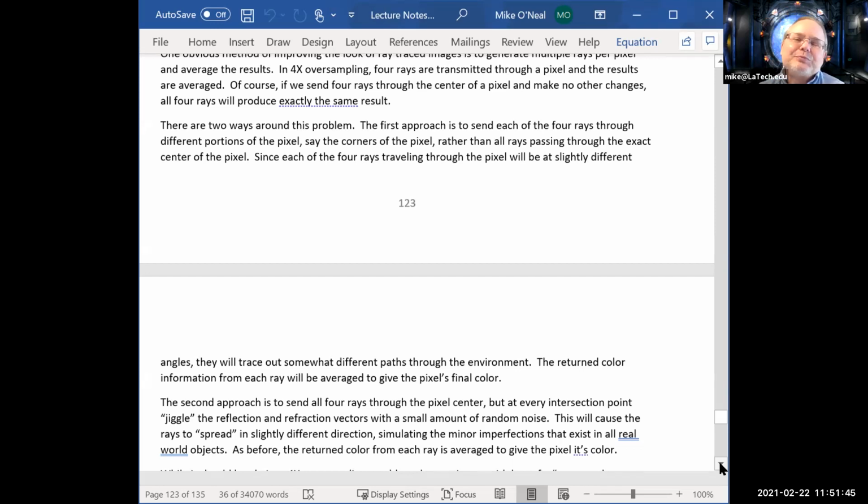Well, ray traced images look too perfect. We go through all of this work to figure out the shadows and reflections and stuff like that, but we end up with things that look too perfect.